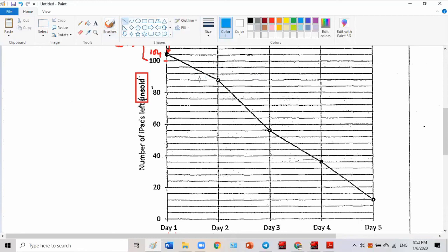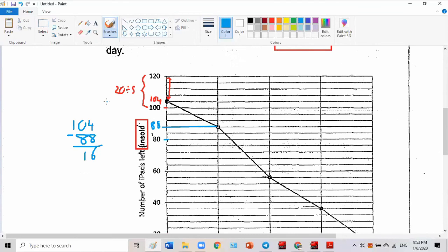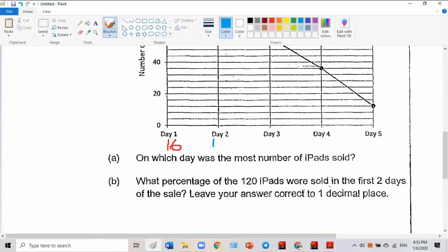You also not so easy. Let's see, what is this? Here is 80, here must be 84, 88. Can you see? So now 104 dropped to 88. Sold how much? 104 minus 88 is also 16. So also 16. Okay, come on.